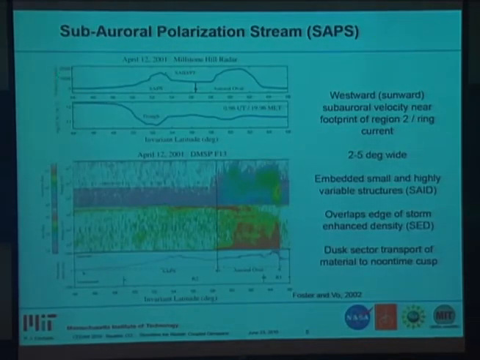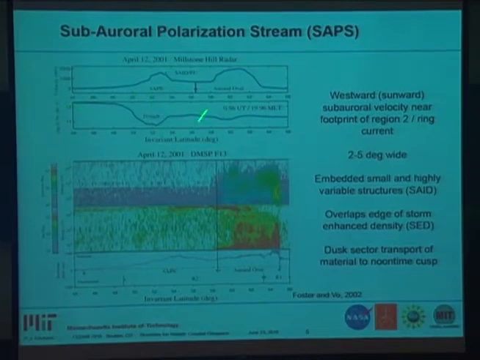Well, there's a concept that John Foster and Bill Burke named, at least, as the Sub-Auroral Polarization Stream, or the SAPS. Turns out you can find it, for example, in the Millstone Hill radar data. This is westward velocity, or sunward velocity, as a function of invariant latitude. Here's the auroral oval at the time. And there's this sub-auroral feature, 2 to 5 degrees wide, located very close to the ionospheric trough.